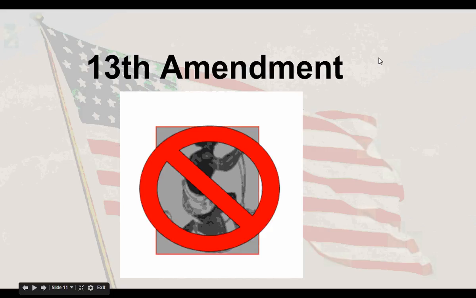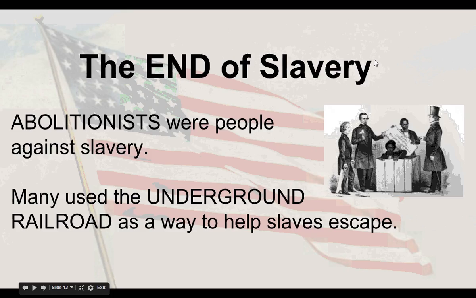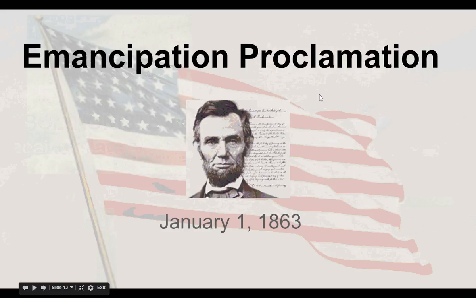The 13th Amendment ended slavery in our country. Before the 13th Amendment, people called abolitionists were trying to end slavery. They used the Underground Railroad to help slaves escape to the North. During the Civil War, Abe Lincoln signed the Emancipation Proclamation as an order to free the slaves. Two years later, it became the law of the land in the 13th Amendment.